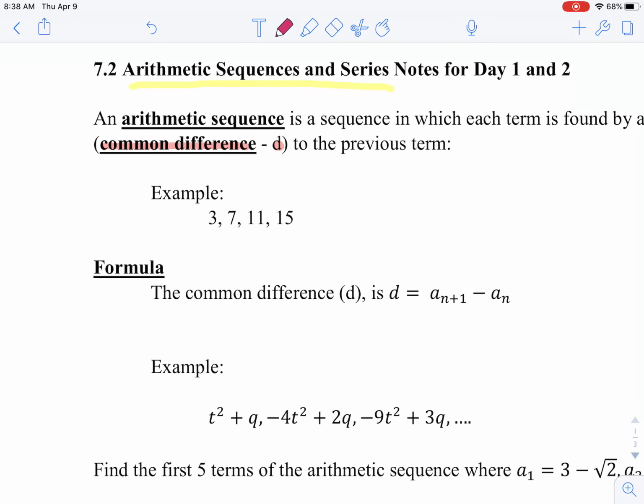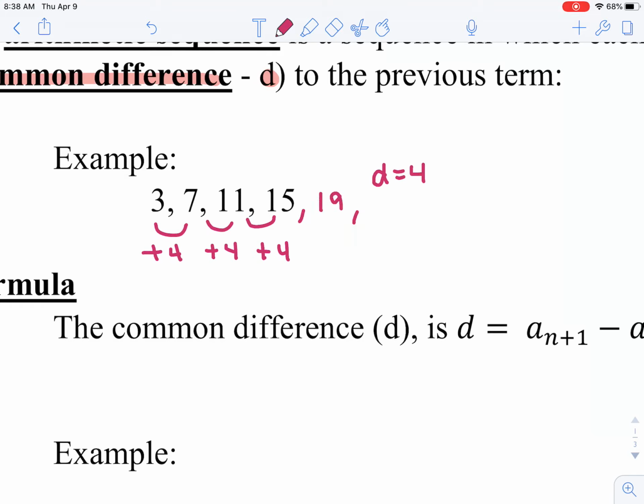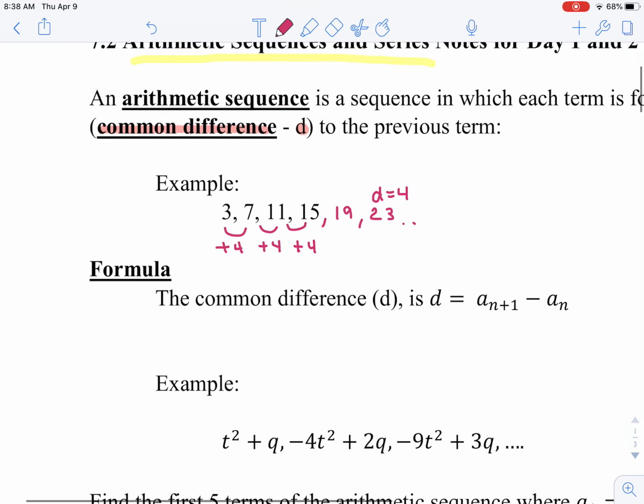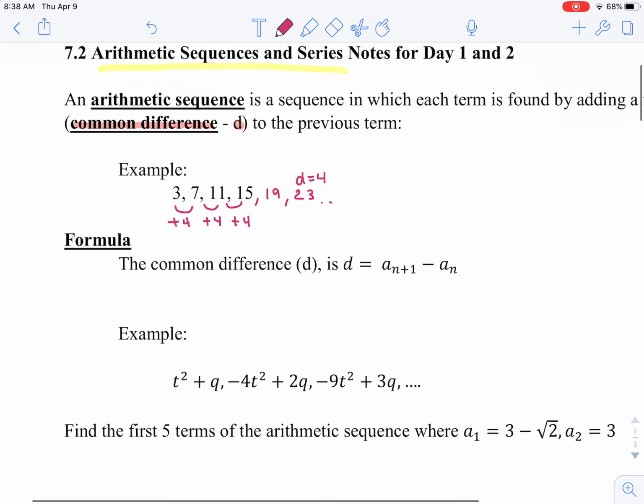Okay, so if we look at this example here, we notice we go from 3 to 7, 7 to 11, 11 to 15. Each time we are going up by 4. So in this case, that common difference is 4. We'd say that D equals 4. And if we want to continue this pattern, it would then be 19, 23, and it would just keep going. Okay, so that is the arithmetic sequence because each term in the sequence goes up the same amount.